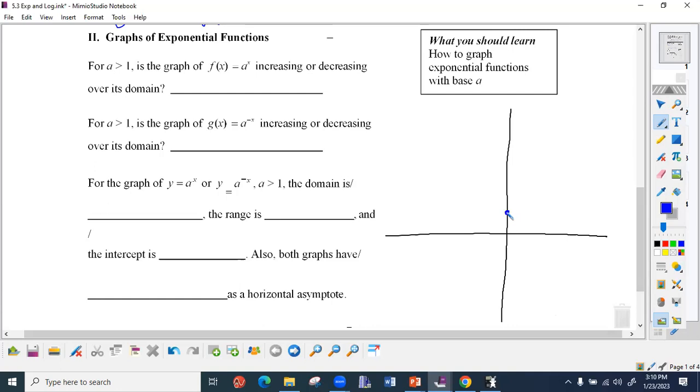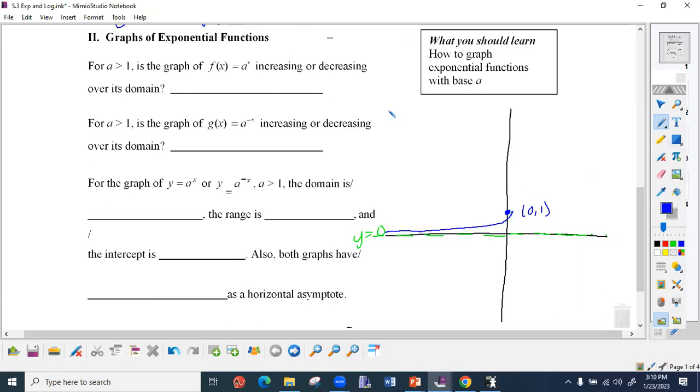No matter what the exponential is, your exponential is always going to cross (0, 1). And it has a horizontal asymptote, so it has a boundary line at y equals 0 that's going to prevent you from crossing it. So an exponential with a positive a, meaning a greater than 1, is going to increase.